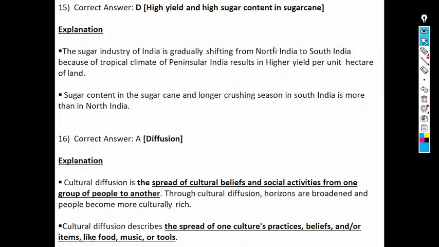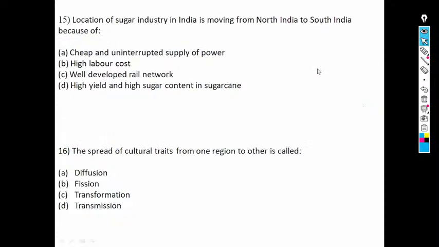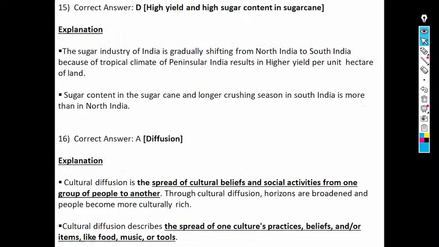High yield and high sugar content in sugarcane. The sugar industry of India is gradually shifting from North India to South India because of the tropical climate of Peninsular India. The tropical climate results in higher yield per unit hectare of land. Sugar content in the sugarcane and a longer crushing season in South India is more than in North India. This is a valid point you have to remember.